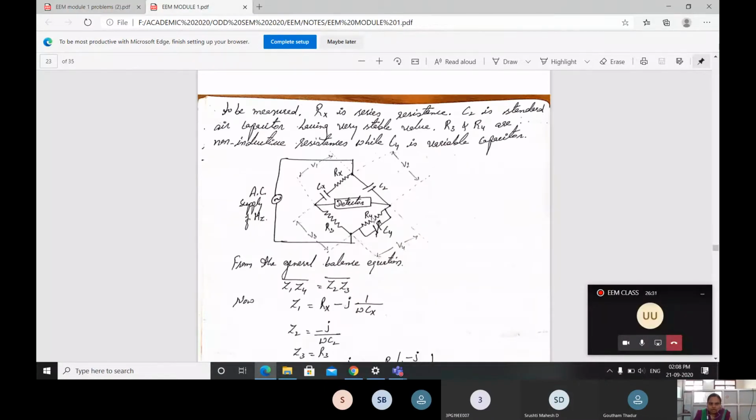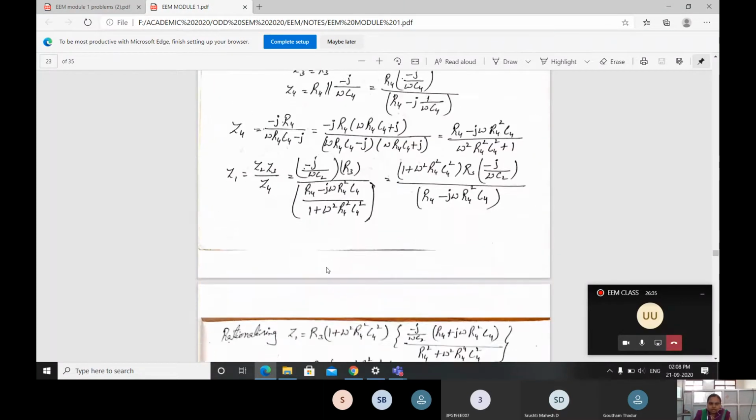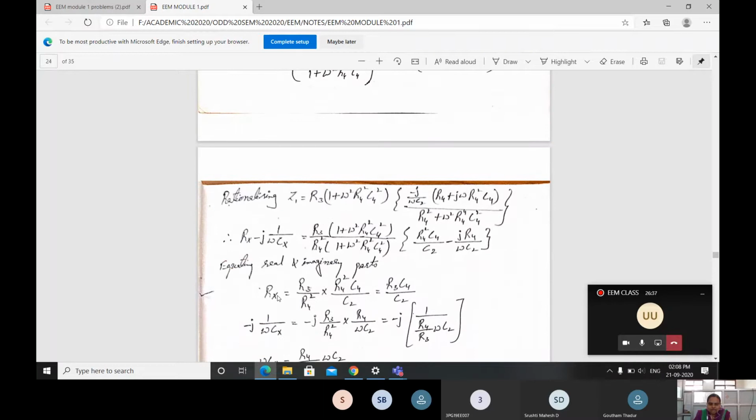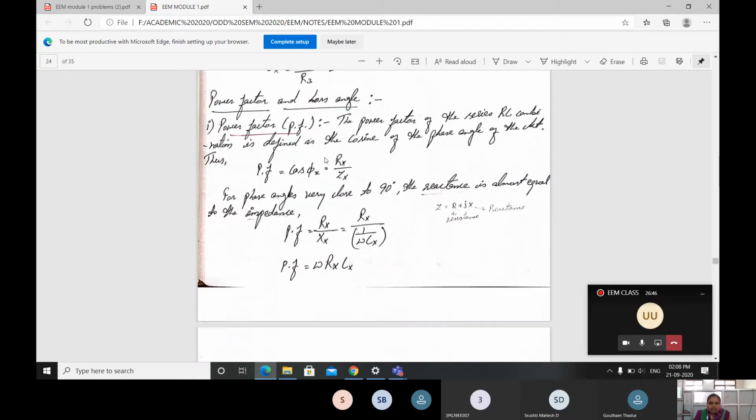This is about the Schering bridge. Here we have our balanced equation, that is Rx is equal to R3 times C4 divided by C2, and Cx is equal to R4 times C2 divided by C4.